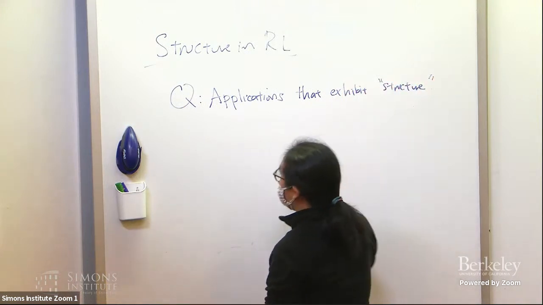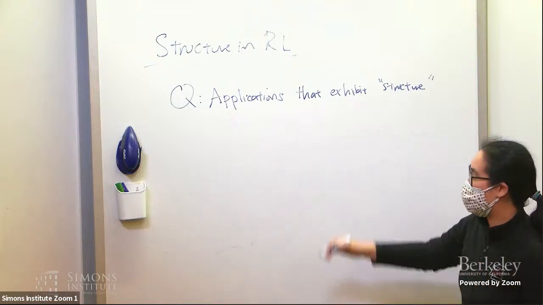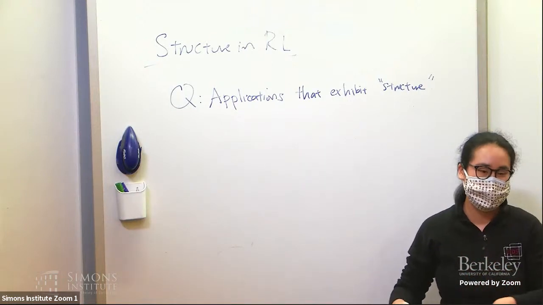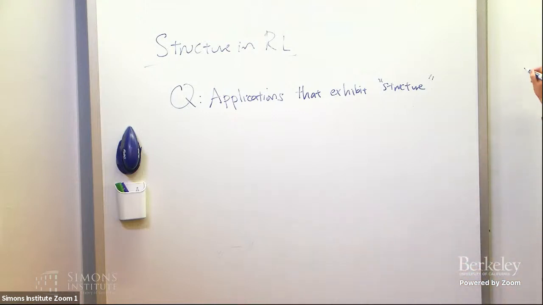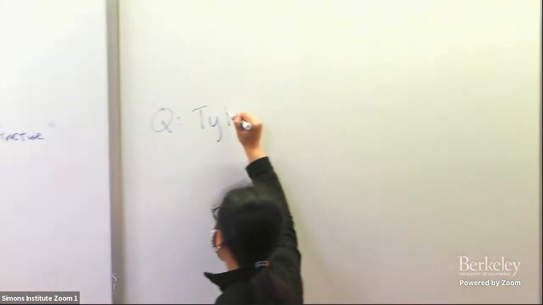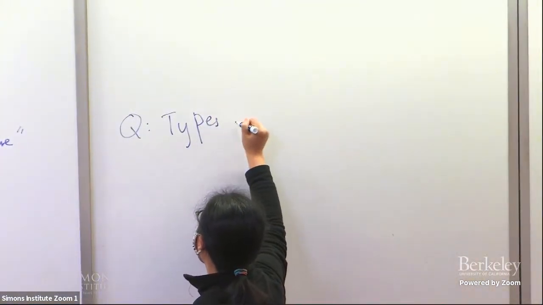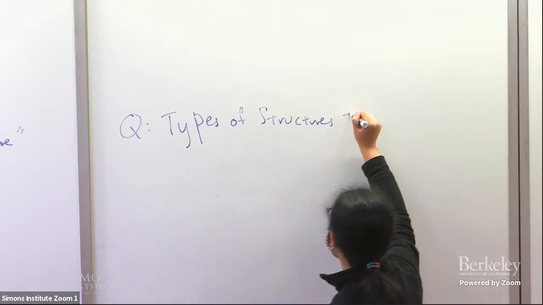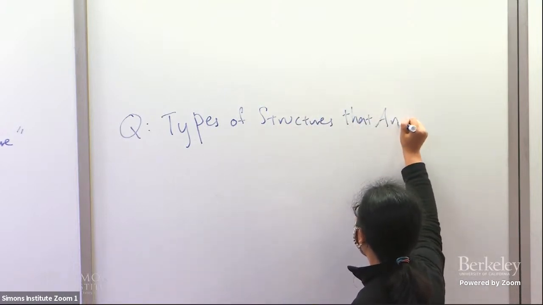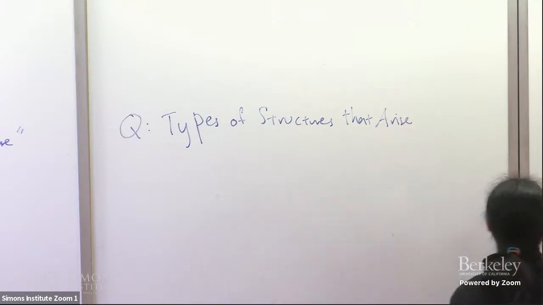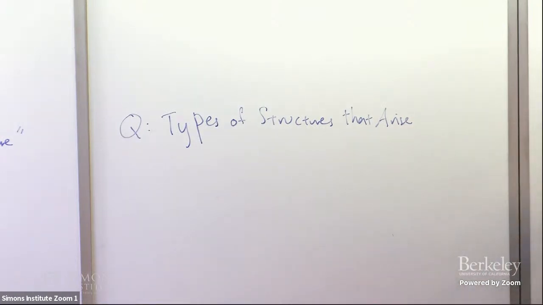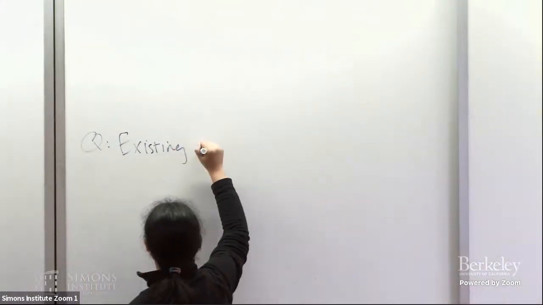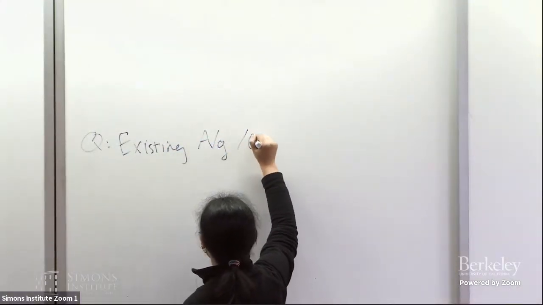So here I was thinking more that we do need a bag of applications to start with, to motivate what kinds of structure are significant. And maybe the second question would be, what are the types of structures that arise? And here, are there any connections to existing algorithms? And what are the open problems?